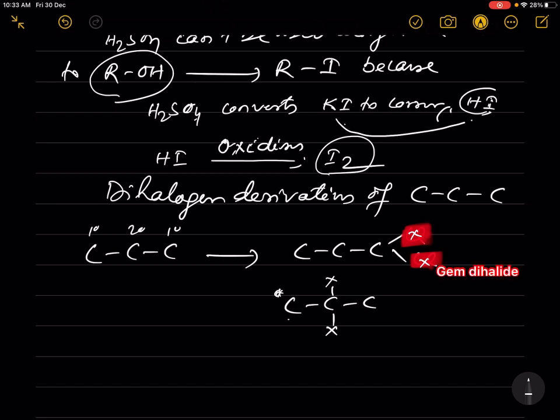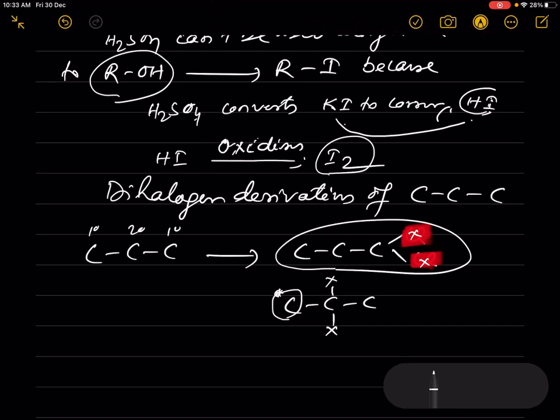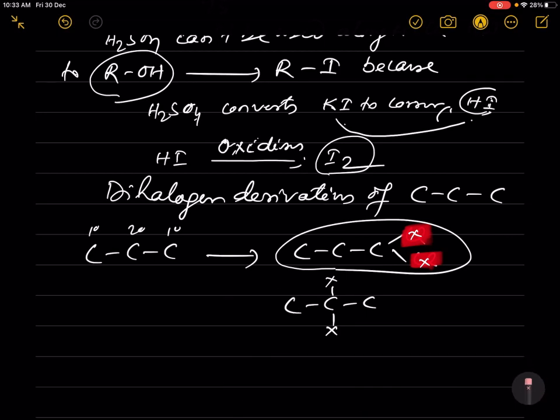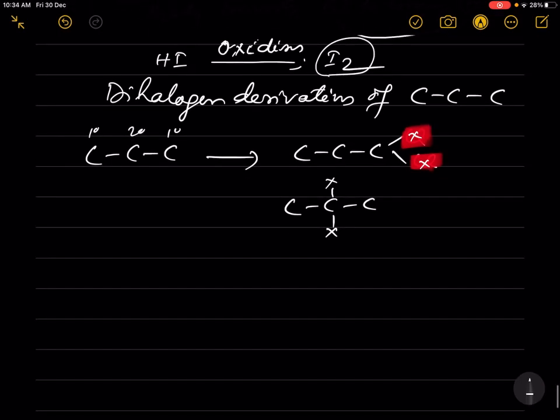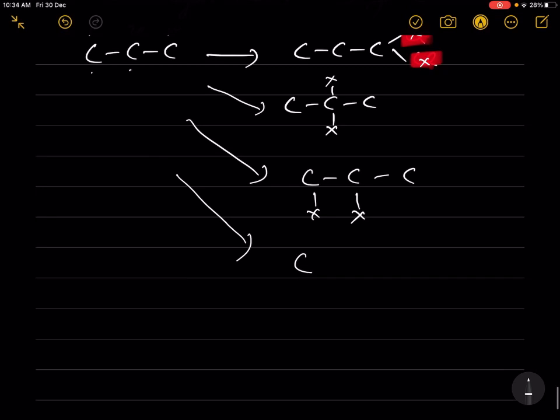So here you can write geminal dihalides. So there are two types of geminal dihalides. Next, you can put halogen over here, so you can get vicinal dihalide. You can get like this also. Then there are 4 types of products. You see, you get 4 types.